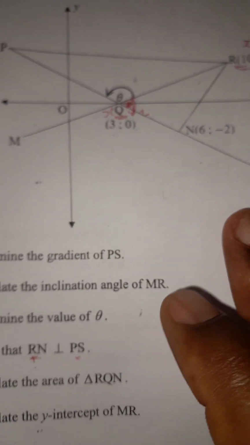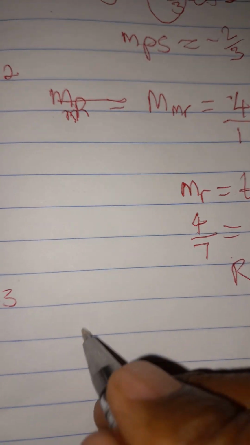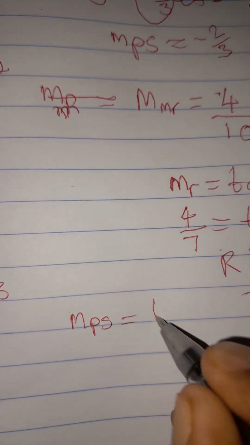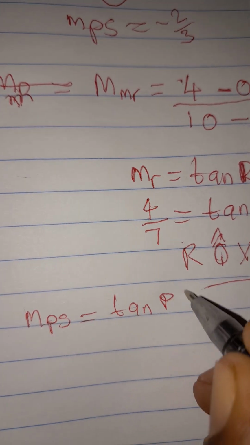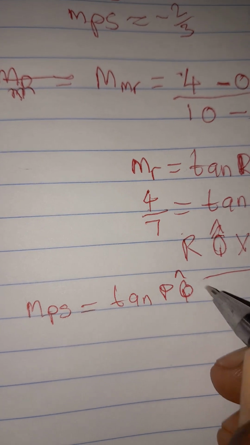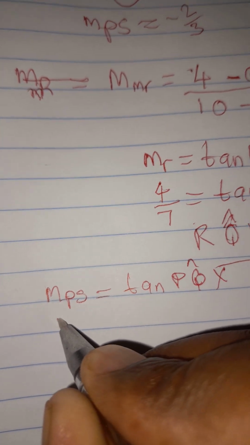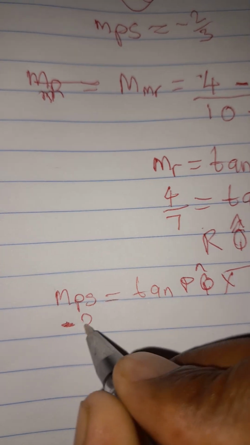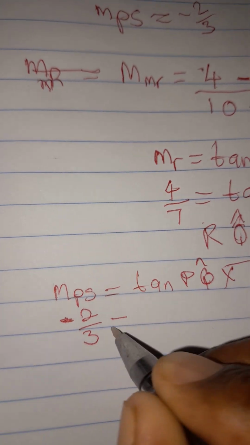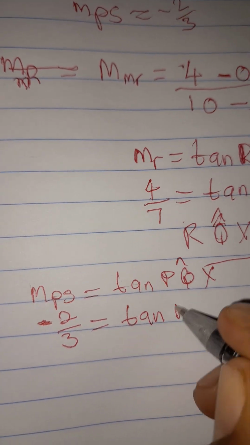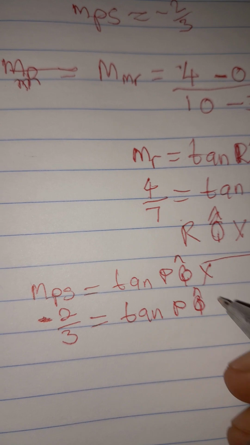At 1.3, they want theta there. Then we can say PQ, because it's on PQ. We can say tan PQX. But we know the gradient there of PS, right? We know the gradient of PS will be tan, let's say angle PQX there. All right, then what is our gradient? From 1.1, we were told that it's negative 2 all over 3, tan PQX.